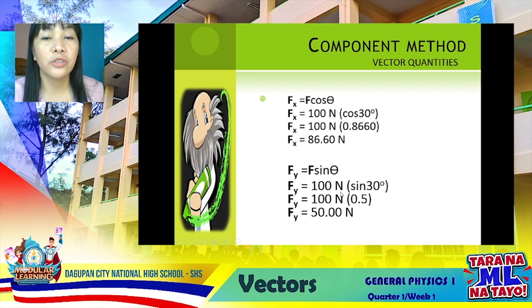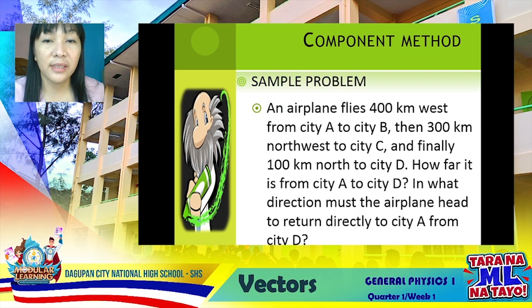Next example: an airplane flies 400 kilometers west from city A to city B, then 300 kilometers northwest to city C, and finally 100 kilometers north to city D. How far is it from city A to city D? In what direction must the airplane head to return directly to city A from city D?